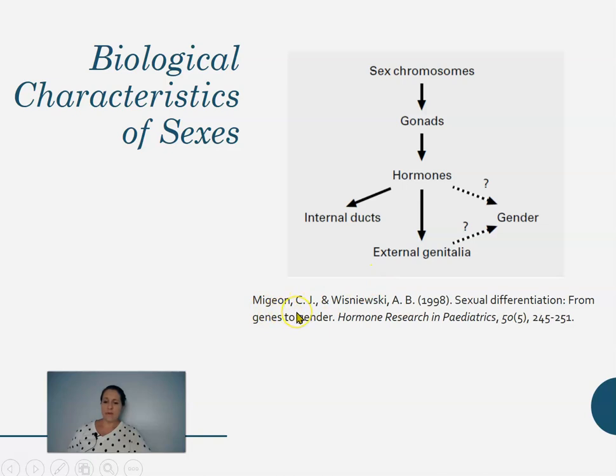And hopefully you read through this week's or last week's posted reading. If you haven't yet, give it a look. Midgen and Wisniewski go through many of the mechanisms that I'm talking about today, talking about the genetics, the differentiation of the gonads, the production of the different hormones, and how that leads to the external and internal development for males and females.